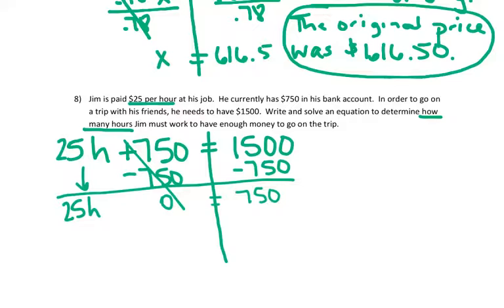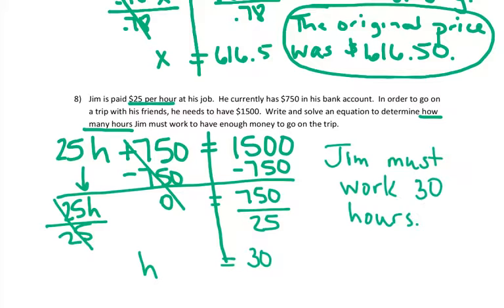And then we are going to divide by 25 on both sides. 25 divided by 25 is 1, so we're left with 1h is equivalent to 750 divided by 25, which results in 30. So that tells us the number of hours that Jim needs to work is 30. So put that in sentence form. So Jim must work 30 hours to be able to go on the trip.